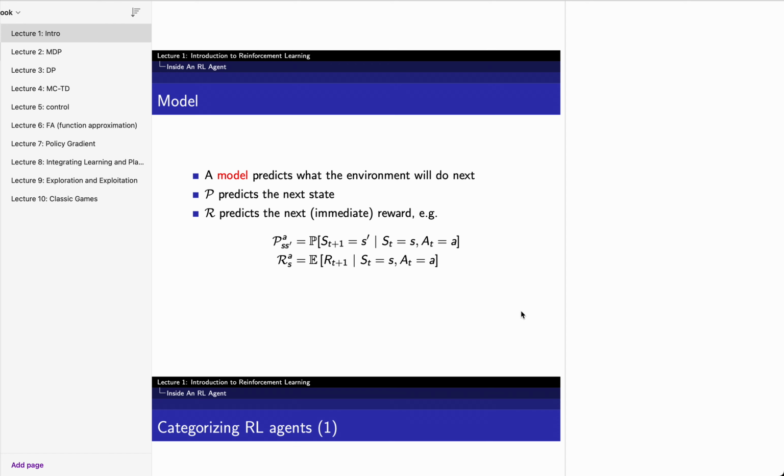Let me rephrase it to better illustrate my thoughts. A model that the agent builds to represent the environment will tell the agent the probabilities of moving to the next state and the probabilities of getting the reward after taking each action step.